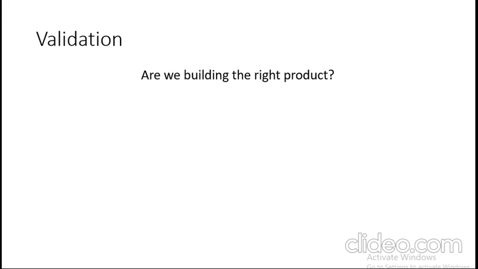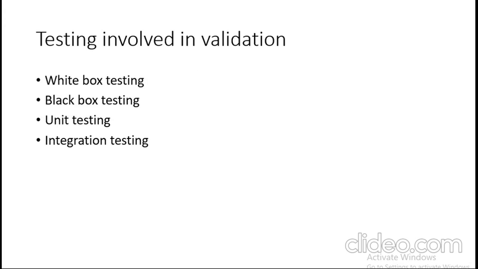Validation is a process of evaluating software products, so it ensures that the software's defined and specified requirements are fulfilled. It is to check the actual and expected output of the product, because developers develop the product using so many assumptions. Testing involves different testing methods: white box testing, black box testing, unit testing, integration testing.